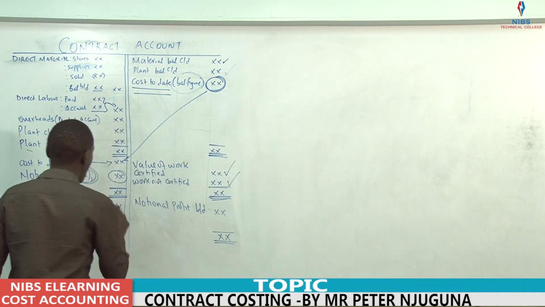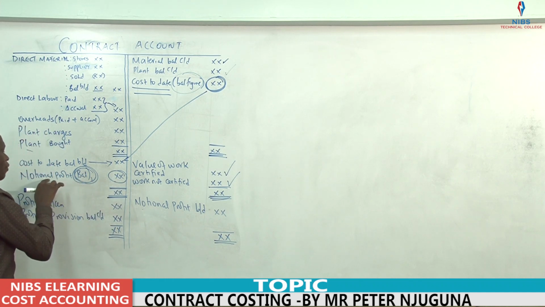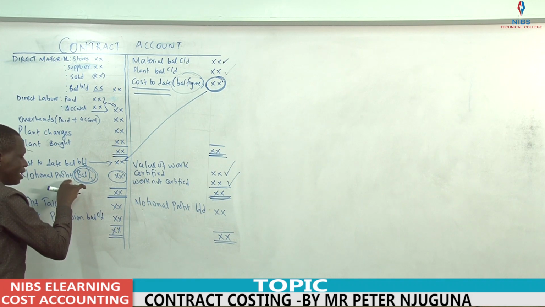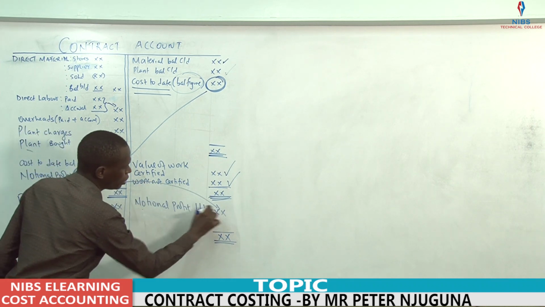Notional profit. Now, after you get the notional profit, you take it on the opposite side. By the way, we can also have notional loss. It will be on the opposite side. So once you get the profit on the debit side, put it on the opposite side. That's why this figure is this figure, which is here.